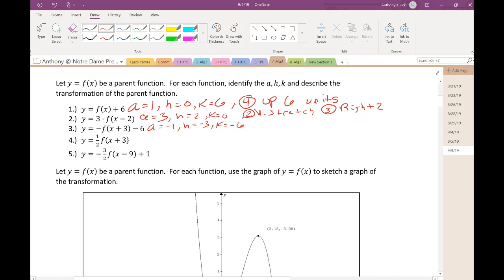On the next one, we have A is -3, I'm sorry, A is -1, H is -3, and K is -6. So since the A is negative, we have a reflection across the x-axis. But since the absolute value of A is 1, there's no second. For 3, this happens because the H is negative, we go left. And since the H is -3, we go 3 units left. And for 4, since the K is negative, we go down. And since the K is -6, it's down 6.